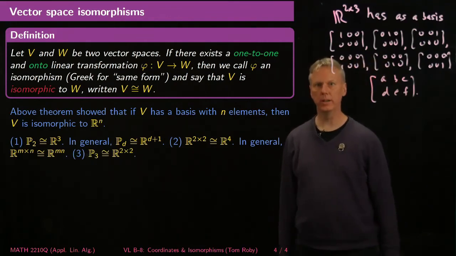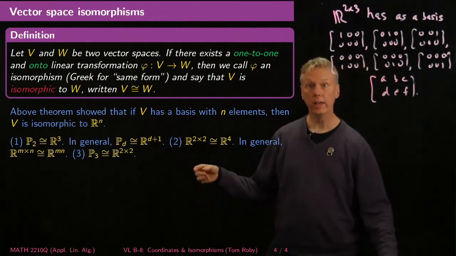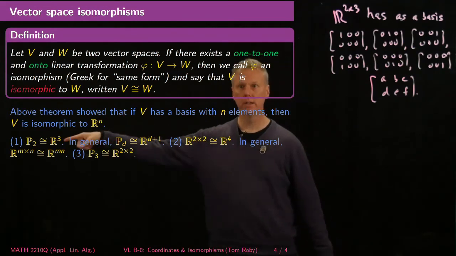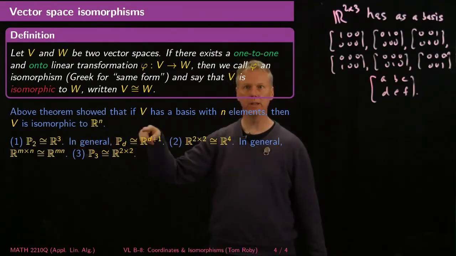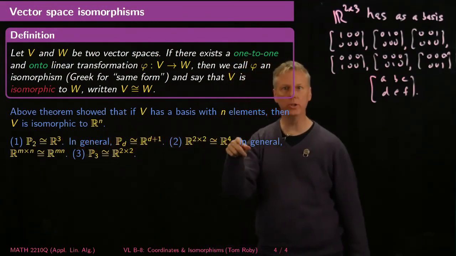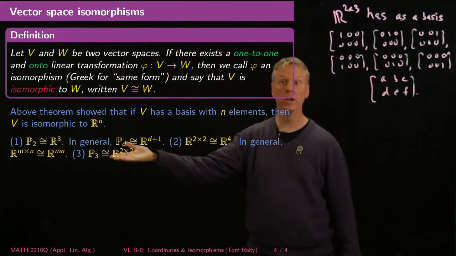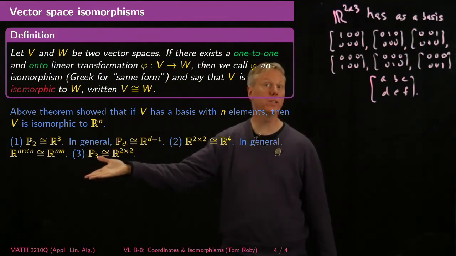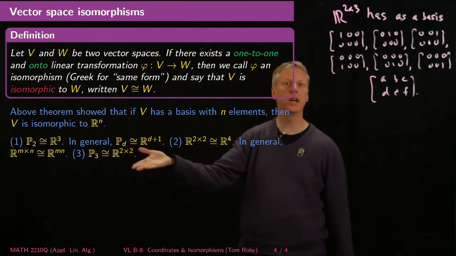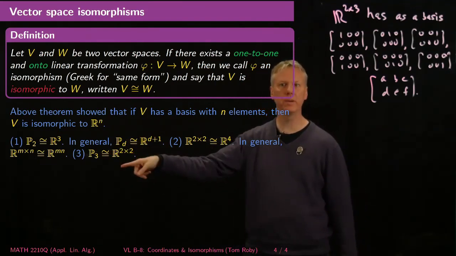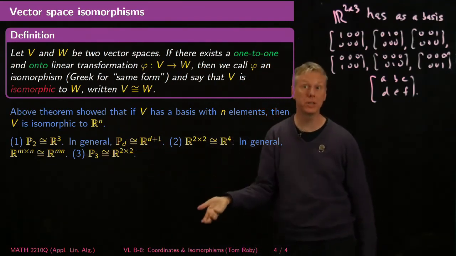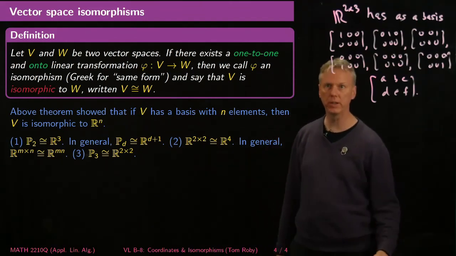How about the next one? So P3 would be isomorphic to R4, but R^(2×2) is also isomorphic to R4. So polynomials of degree less than or equal to 3 is a 4-dimensional vector space. It's isomorphic to the 4-dimensional vector space R^(2×2), where I have 2 by 2 matrices, just because they're both isomorphic to R to the 4th.